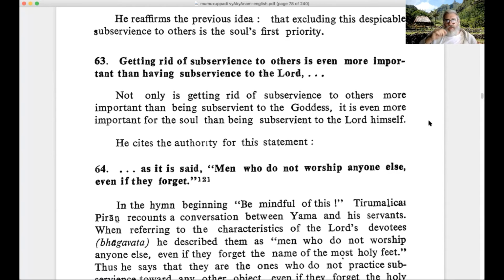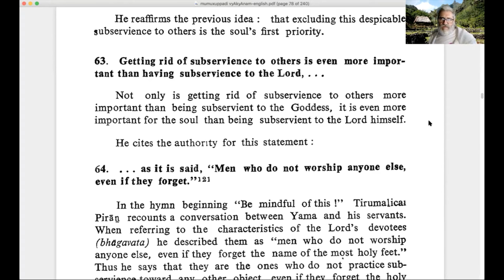Sutra number 63. Getting rid of subservience to others is even more important than having subservience to the Lord. That's interesting. Okay. So getting rid of subservience to others is more important than being subservient to the goddess Mahalakshmi. It's even more important for the soul than being subservient to the Lord himself. Okay, so this is an extreme understanding here.